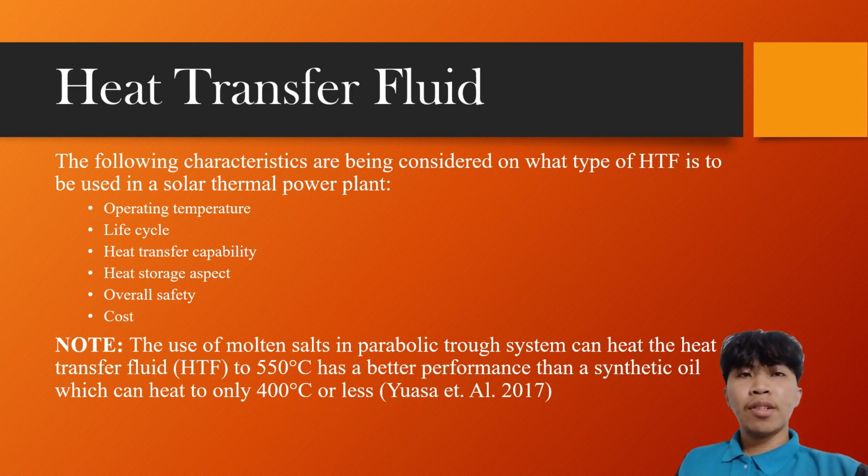Like for example, there are fluids that are a bit harmful for people and to the environment, and other is when exposed to the environment reacts and that could be dangerous. Lastly, cost. Because big businesses like to cost cut and save their money for future purposes or for themselves. Note, the use of molten salt in parabolic trough system can heat the transfer fluid to 550 degrees centigrade. Has a better performance than a synthetic oil which can heat the HTF to only 400 degrees centigrade or less. Ayuwasa et al. 2017.